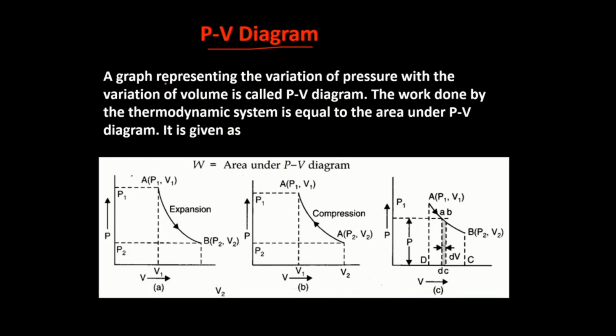PV diagram. A graph representing the variation of pressure with variation of volume is called PV diagram. The work done by the thermodynamic system is equal to the area under the PV diagram. Here it is shown.